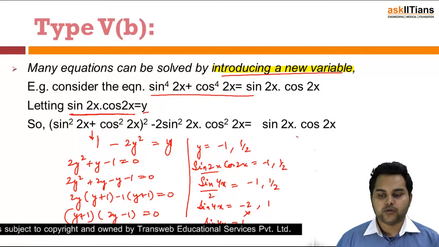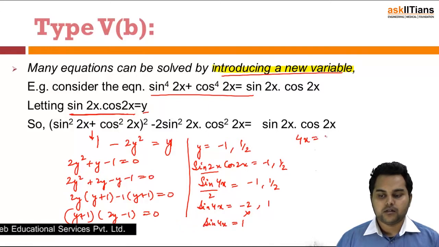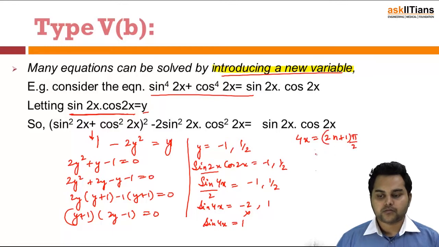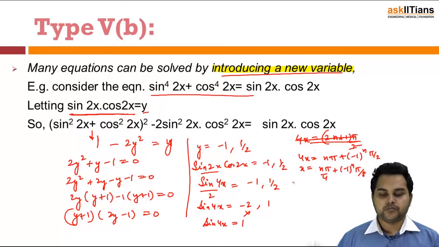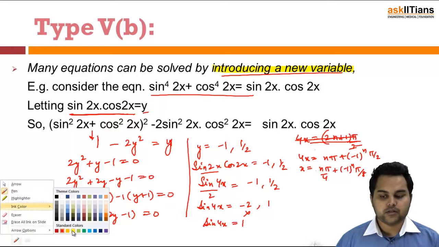And hence the value of 4x I would get is 2n plus 1 pi by 2, or I can write it in terms of the general solution as 4x equal to n pi plus minus 1 raised to n pi by 2, which would give me x as n pi by 4 plus minus 1 raised to n pi by 8. That will be my ultimate solution to this question.